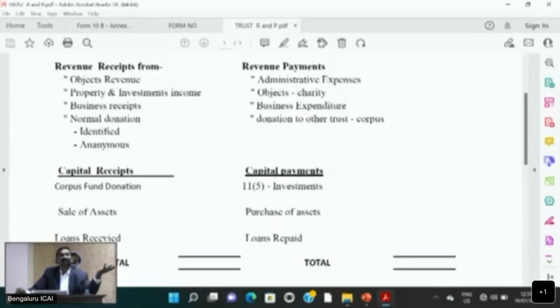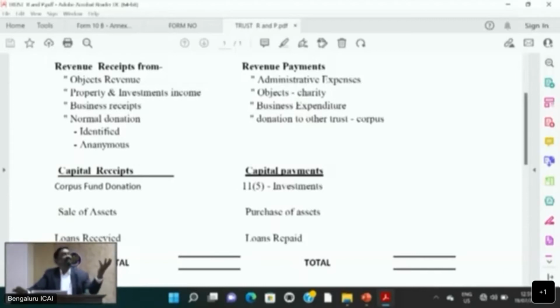If you receive building fund, you must construct the building. Not possible. Then, if not constructing the building, you keep it in a bank FD, separately, building fund investments. The CA Institute long back has issued a book on fund accounting. Search the CA Institute website. Fund accounting means every trust may have several funds. What is the definition of fund? Fund means an amount identified and represented by earmarked investments only is the fund.